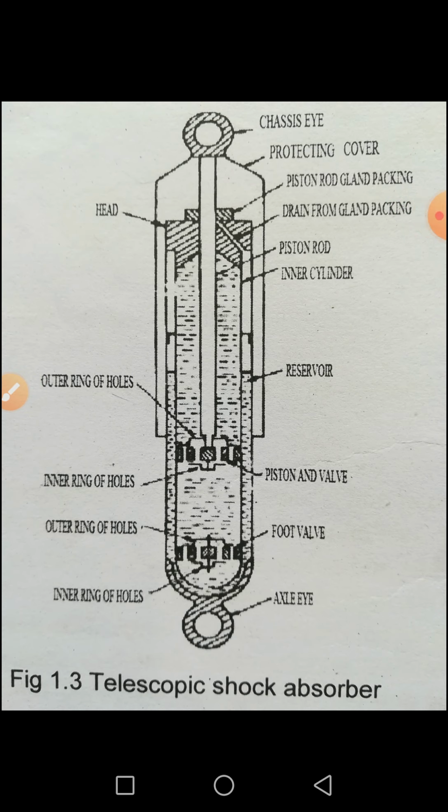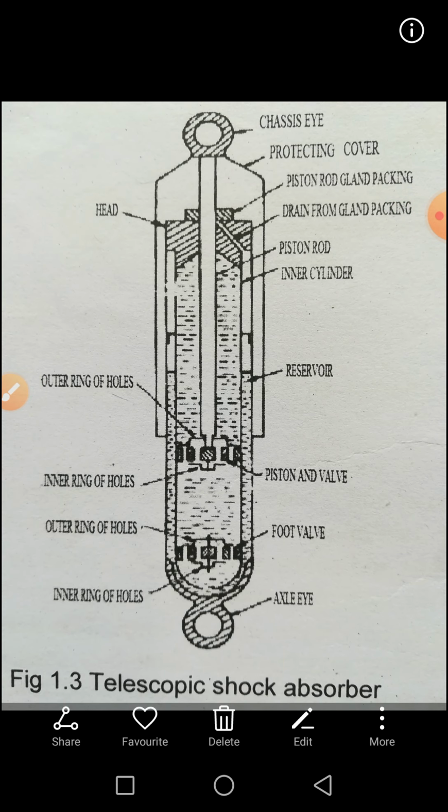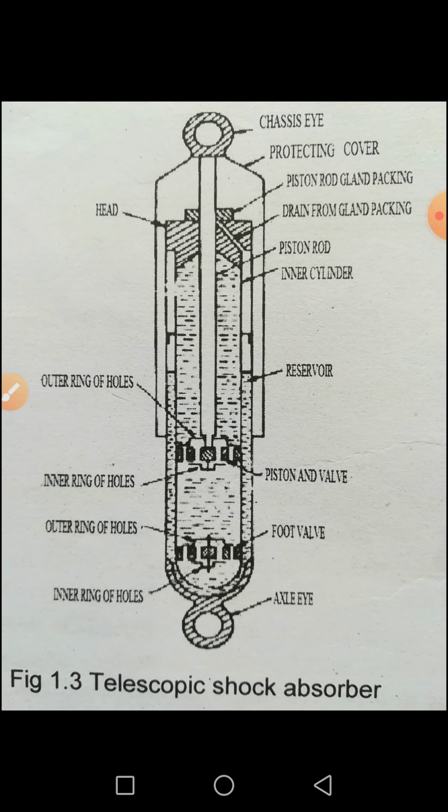Students, today we are going to discuss telescopic shock absorber. You know that a shock absorber is a device used to damp out the vibrations of suspension springs to a comfortable level. That means shock absorber is used to eliminate or reduce the vibrations of suspension system. Damp out means eliminate or reduce the vibrations.